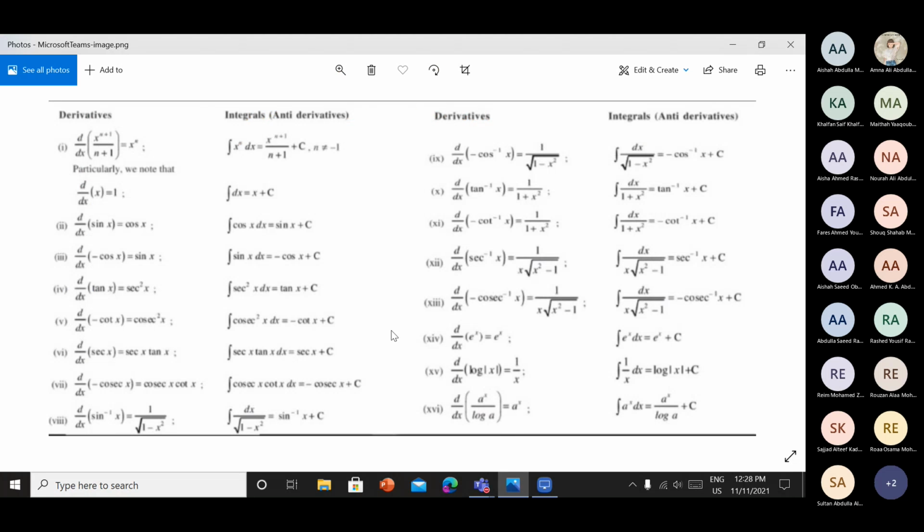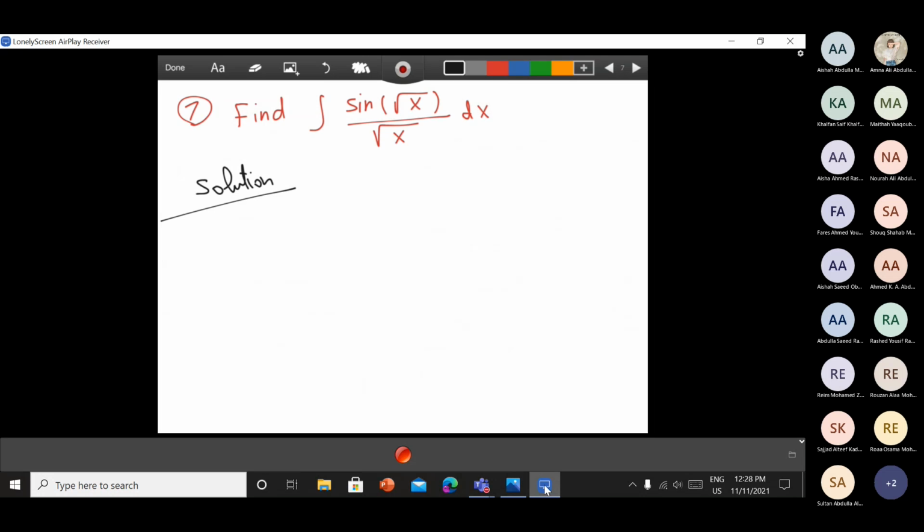When I look at this one, I know how to integrate only sine. So I have to have it only sine something. So what can I do? I have to have it sine y, not sine root x. So I have to get rid of this one by substitution. So I will let y equal to the root square of x. So my integration of sine root square x over root square x dx will become what?